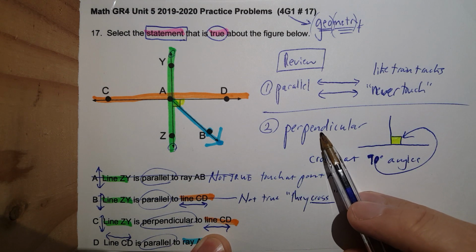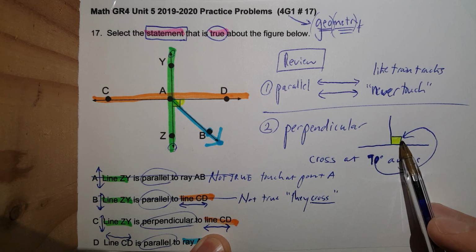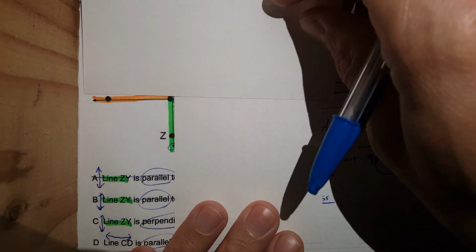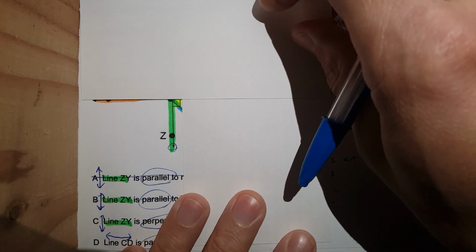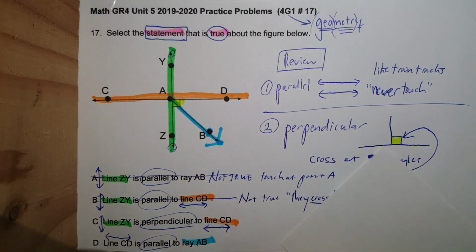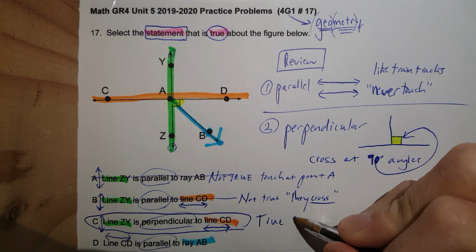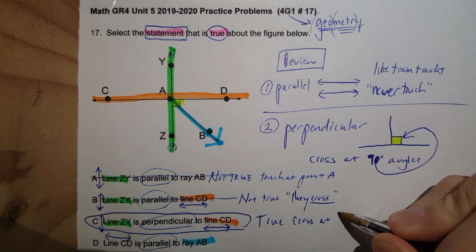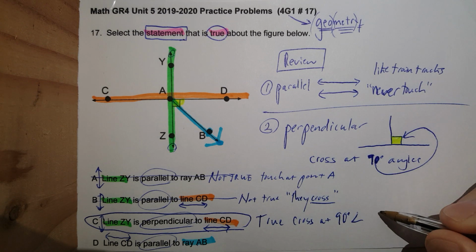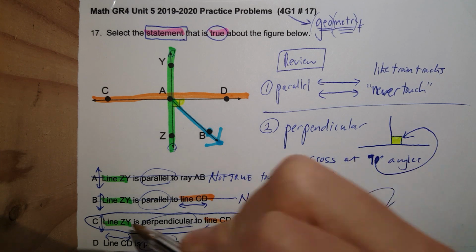Now I just memorized this. I know perpendicular lines cross at about 90-degree angles. So here's line ZY and line CD. Look at that, and see how they even put the little box there? That is true. They cross at a 90-degree angle. So if I draw this, that's that. All right, so answer C.